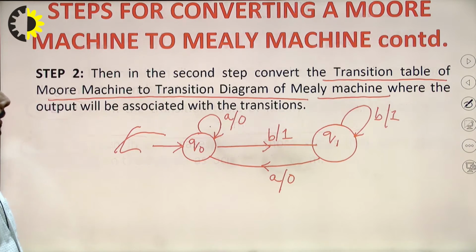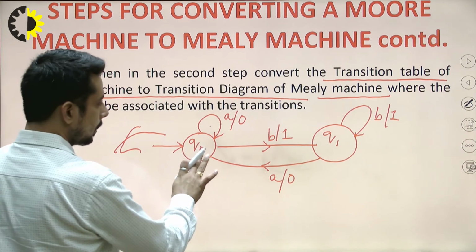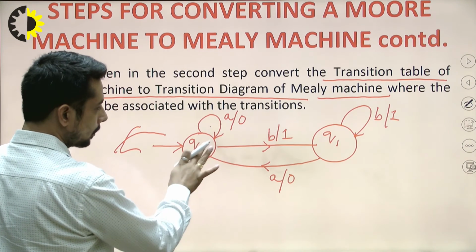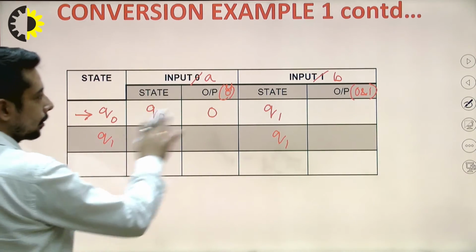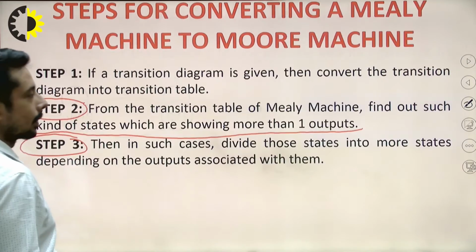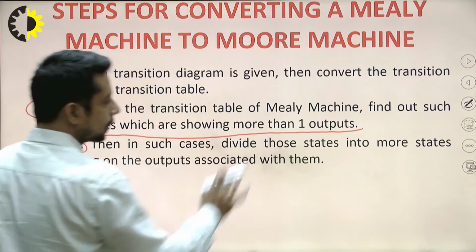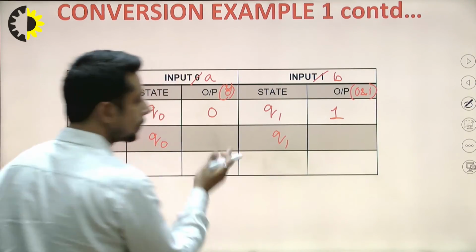Right? So what is the associated output for Q0? See, Q0 on seeing A is coming back to Q0 with an output of 0. Correct? Q0 on seeing B is going to Q1. Correct? Whose output is what? 1. Like this you need to find it out.